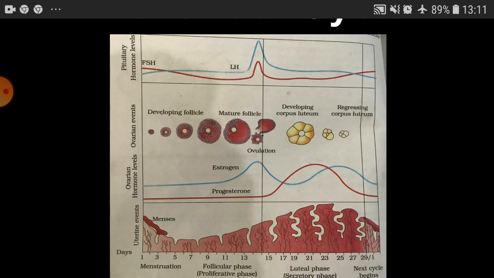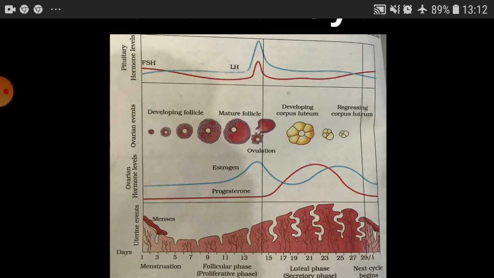Under the influence of estradiol, the lining of the fallopian tubes is thickened and its cilia and their movements are increased. These changes prepare the fallopian tubes for conveying the released ovum into the uterus.